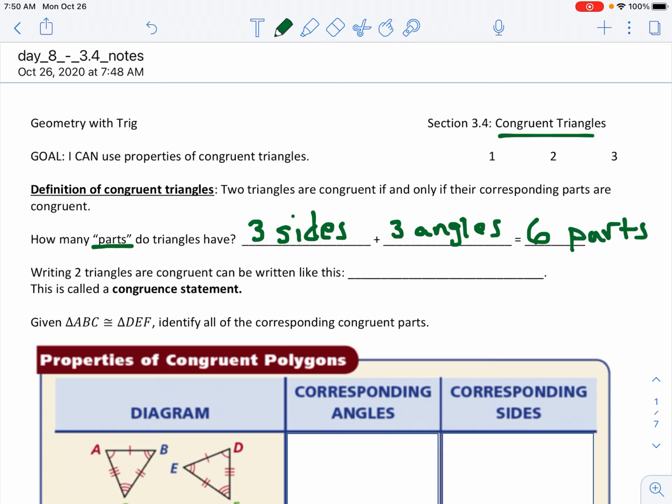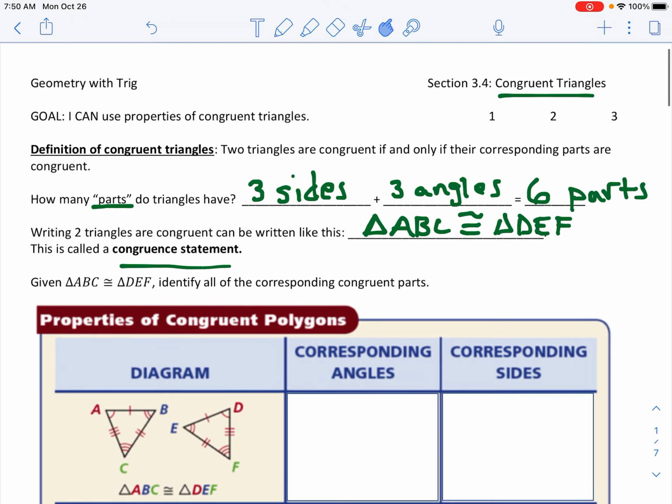When we write that two triangles are congruent, we label the first triangle using the 3 letters on it, so let's pretend we did ABC. We use a congruent symbol to show that they are congruent, and then we name the second triangle using its 3 letters, let's say DEF. With congruent triangles, we need to match up the parts that go together. This is what we call a congruence statement.